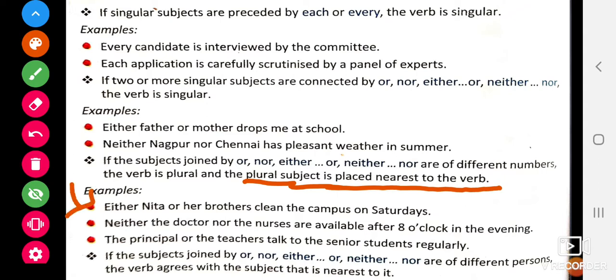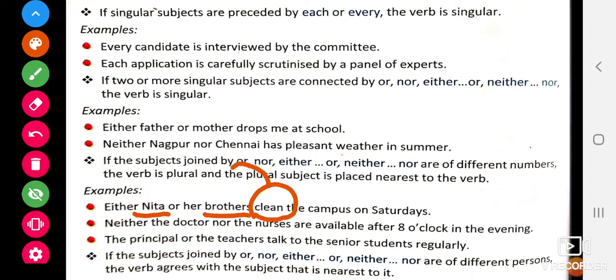Look at the example. Either Neeta or her brothers clean the campus on Saturdays. Now here we have subjects of different numbers. Neeta is singular, her brothers is plural. The verb here is also plural, which means if we have 2 subjects, the verb will agree with the subject which is near to the verb.